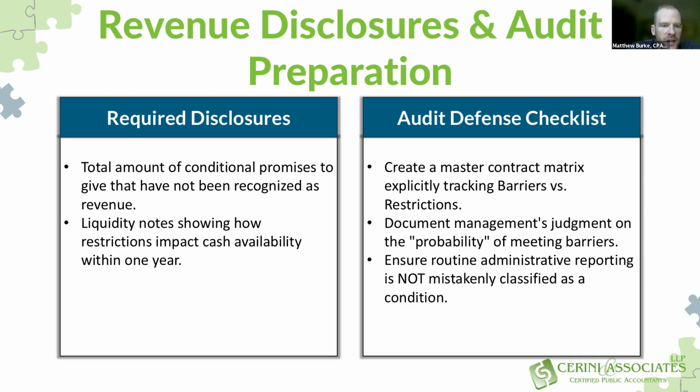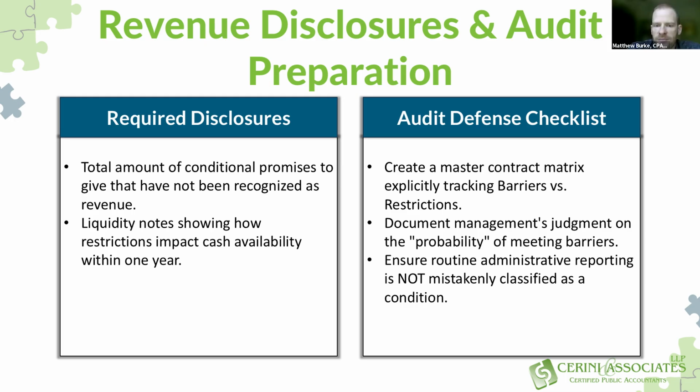You also have to include liquidity notes showing how restrictions can impact cash availability within 1 year. That's a required footnote now. It came about a few years ago. The key point here is that if you have restricted dollars, you can't say they're available for general use, right? So you have to update the liquidity note to carve those dollars out if they're restricted for something else.